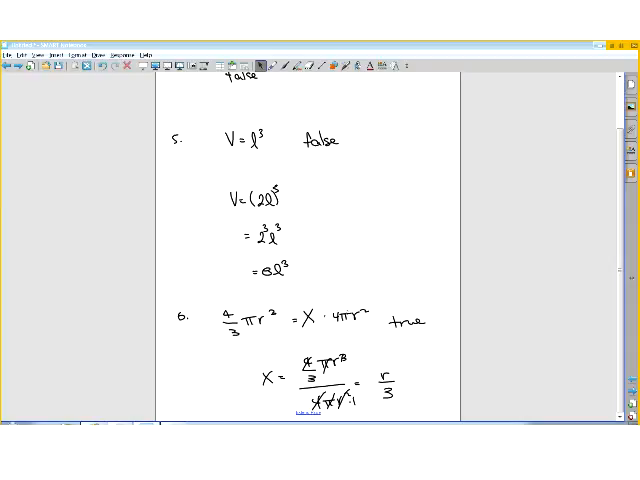So if we solve for x by dividing both sides by 4 pi r squared, the pi's cancel out, the 4's cancel out, and 2 of the r's cancel out because r cubed divided by r squared is r. You subtract the exponents, so 3 minus 2 is 1. R to the first power is r. So what you'll end up with is r over 3, which is what they said in the statement. So that is true.